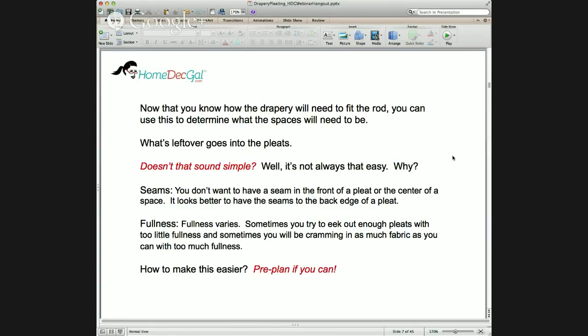Plus, every window is different. Every window size is different. The fabric widths are different. So to make this easier, pre-plan if you can.